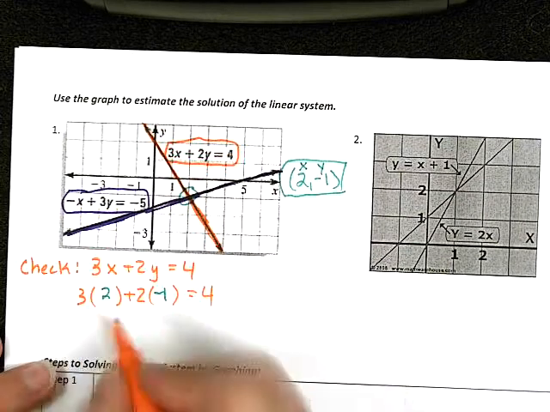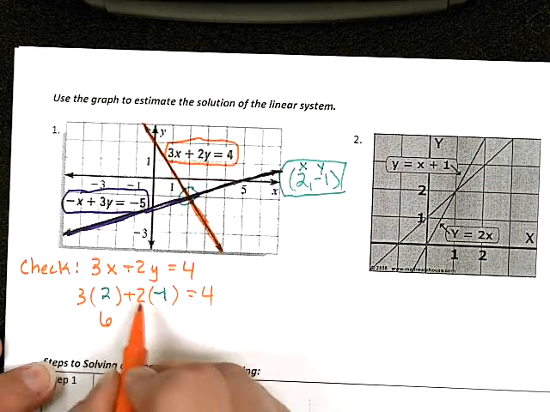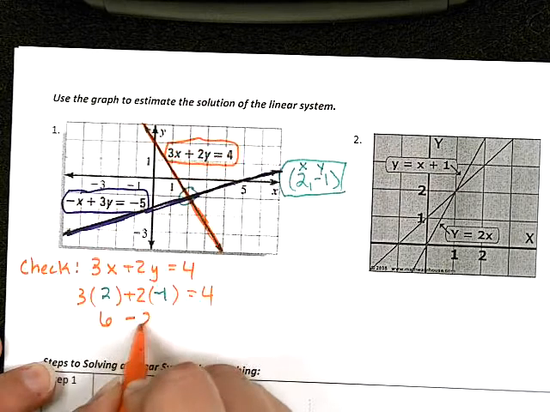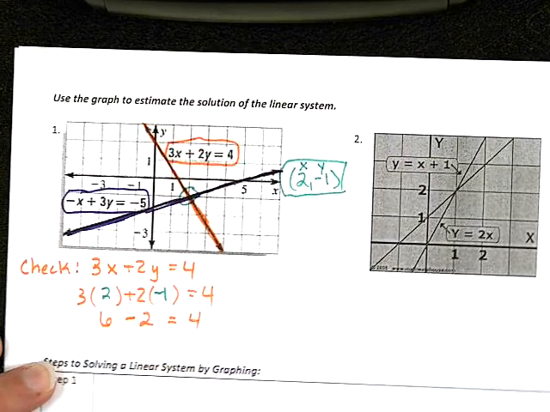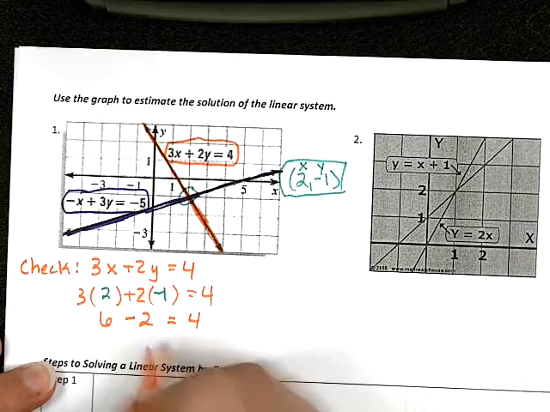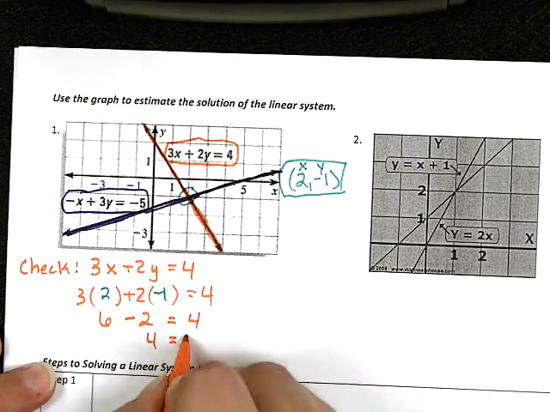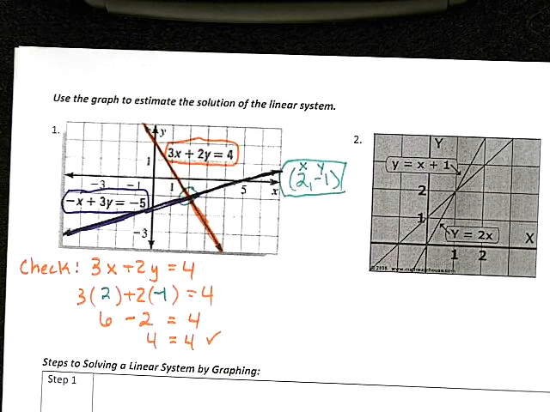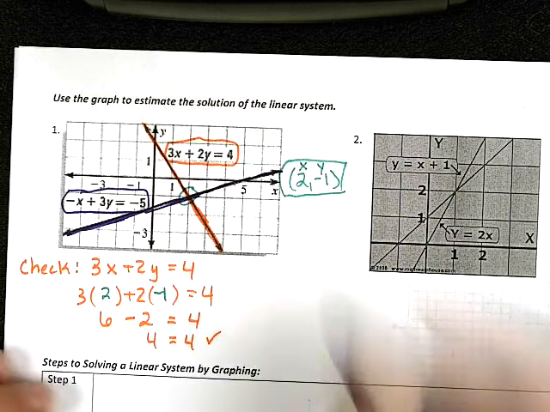So 3 times 2 I get 6. 2 times -1 gives me -2. 6 minus 2 is 4. So 4 equals 4, and hey, that worked. So cool. I know for sure that the point 2, -1 is a solution to my orange equation. But that's only half my system, right? I have to check the other equation and make sure it works in that one too.